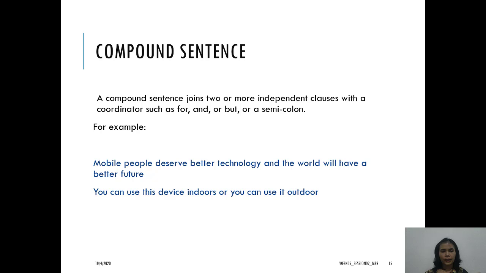Now we go on to the compound sentence. So what does it mean by a compound sentence? A compound sentence joins two or more independent clauses with a coordinator such as for, and, but, or a semicolon. So it combines two simple sentences using the coordinator and, or for, or but. Over here there is an example. Mobile people deserve better technology, and the world will have a better future. So this is one independent clause, and this one, the world will have a better future, is actually another independent clause. So it's one sentence and another sentence combined together using the word and. That is what we call a compound sentence.